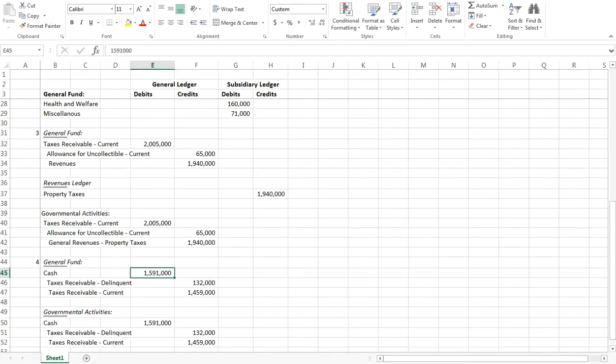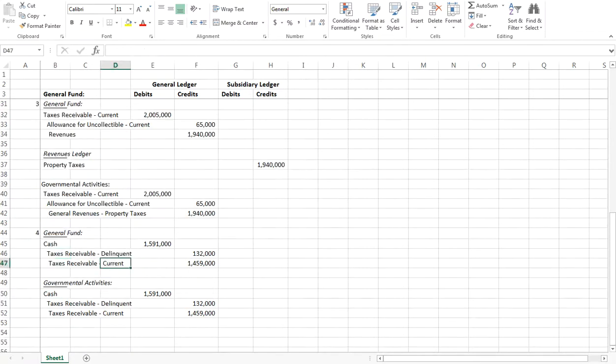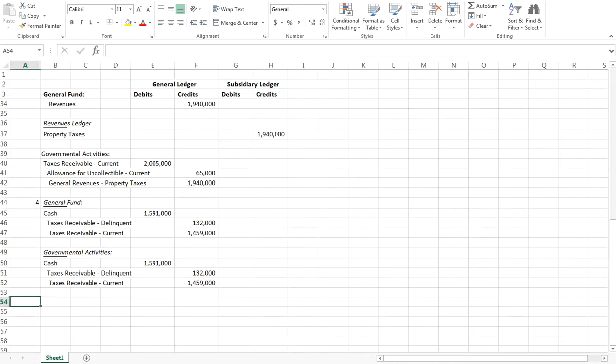In number 4, we received cash of $1 million. Tax collections of the current year's levy totaled $1,459,000. The city also collected $132,000 in taxes from the prior year. So we're going to show cash coming in, show that we received some delinquent taxes receivable and some current, and we've got the same entry going in our general fund and our governmental activities.